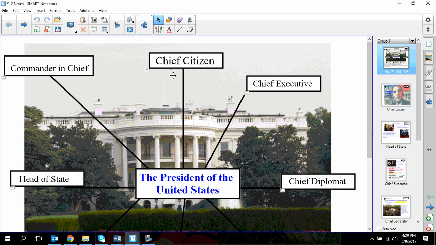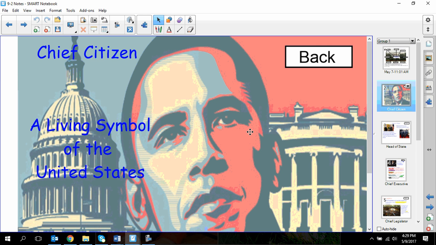And the last one is chief citizen. Chief citizen just basically means he is a living symbol of the United States. Regardless of whether you agree with the president's policy or not, if you travel overseas and you are in the jungles of Africa and you ask them to name an American, they're going to name their president. And some people have a real problem with that if you don't agree with the president's policy. But whether you go down to a kindergarten class or into, like I said, the jungles of Africa, the president is a living symbol of the United States.